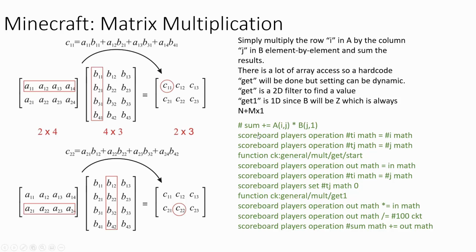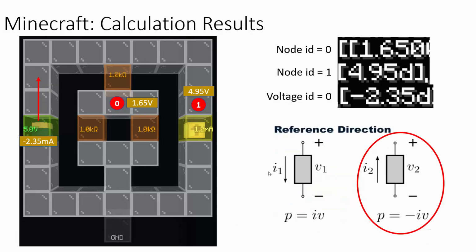So we use the get to get A, and then we multiply it. We use the get to get B, and then we multiply them together, divide by 100, and sum it up. And then when the sum is all added up, we go ahead and put that on to where we are.